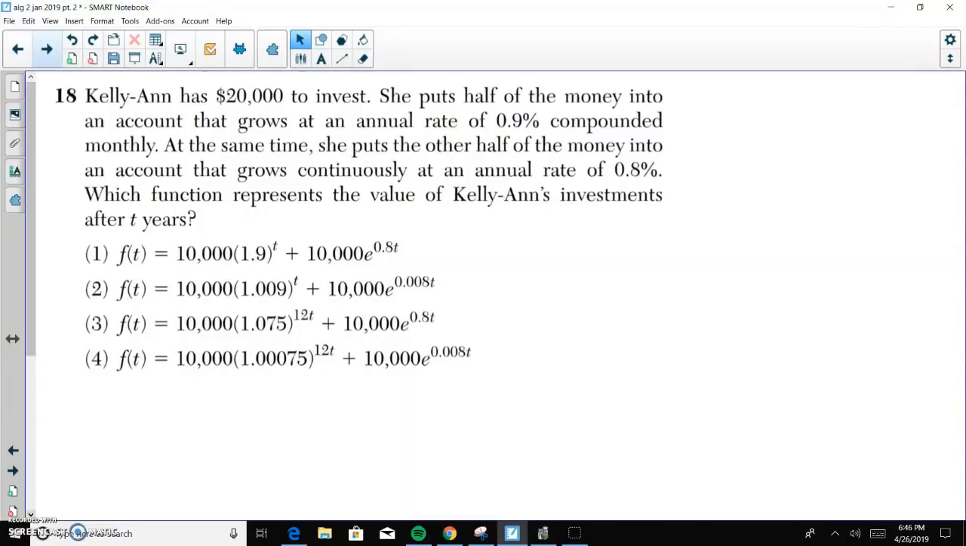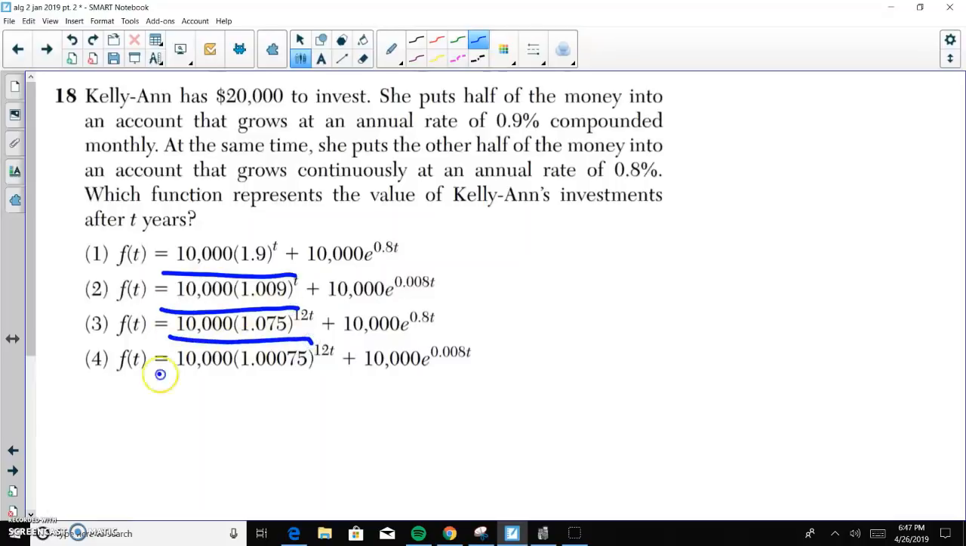Number 18. Kellyanne has $20,000 to invest. She puts half of the money into an account that grows at an annual rate of 0.9% compounded monthly. At the same time, she puts the other half of the money into an account that grows continuously at an annual rate of 0.8%. Which function represents the value of Kellyanne's investments after T years? Okay. So this one really isn't that hard. It looks overwhelming, but it's not. So let's just underline the ones that are compounded.